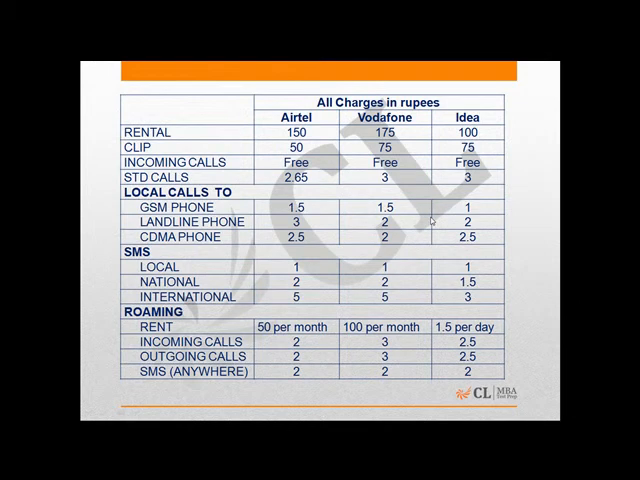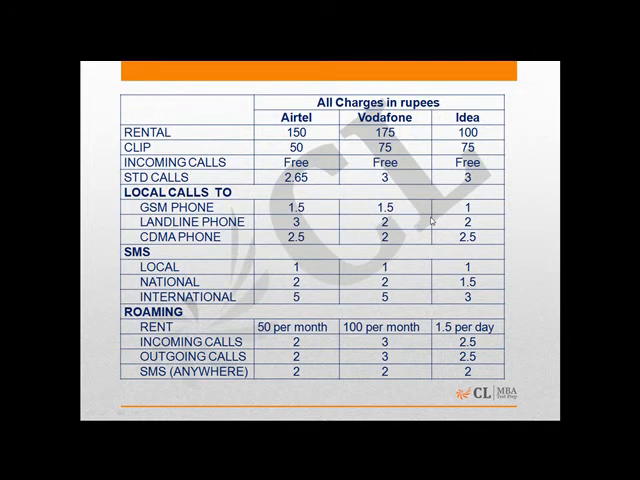This is a DI set in which three operators are given: Airtel, Vodafone, and Idea. Their rental, CLIP, incoming calls, STD calls, rates are given. Rental and CLIP are the fixed charges of these three companies, and the rest are variables, so different values can be there. For local calls, there are three categories: GSM, landline, and CDMA phones. Similarly, SMS has three categories, and roaming has rent and call rates, right?